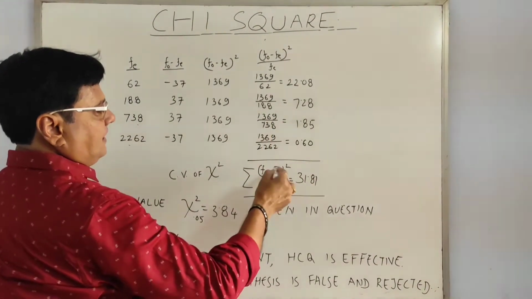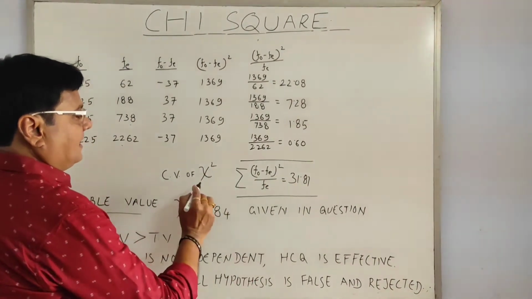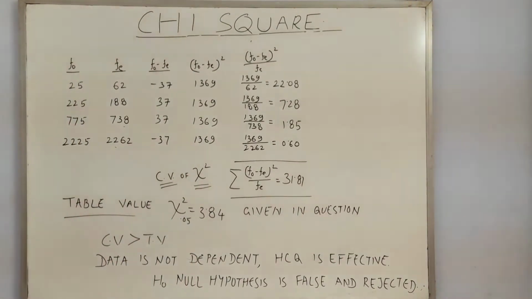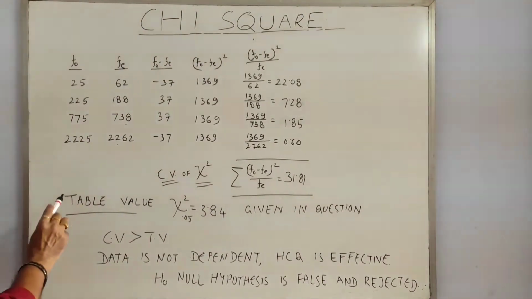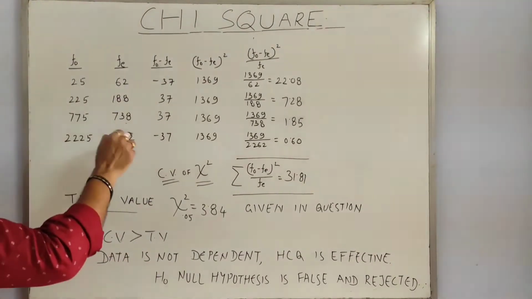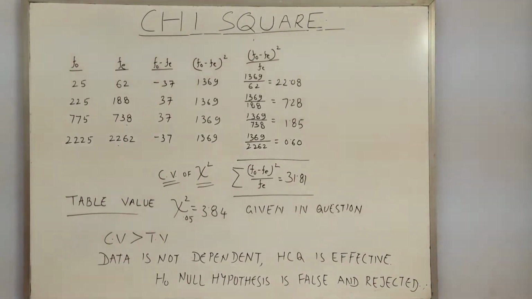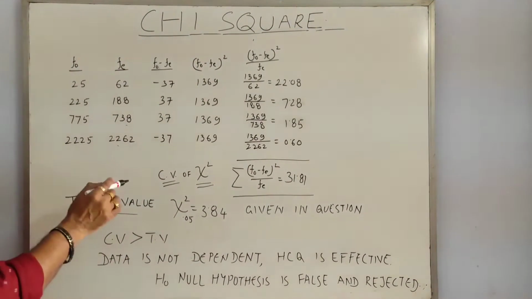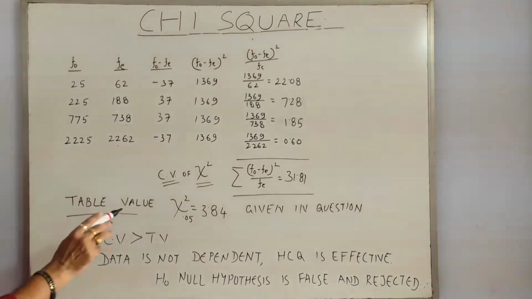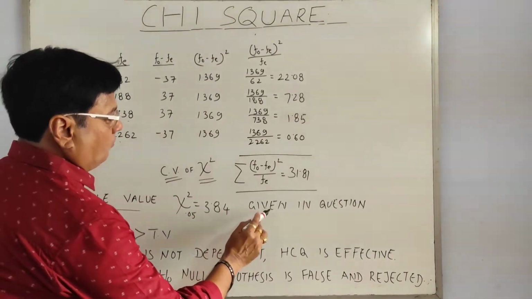The summation of that is 31.81, and that is our calculated value of chi-square. Now, coming to the table value of chi-square at 5% and the degree of freedom. Generally, in this type of question, you will be given the table value, because in most of the tables available, it is not given actually. So in the question it is already given: 3.84.